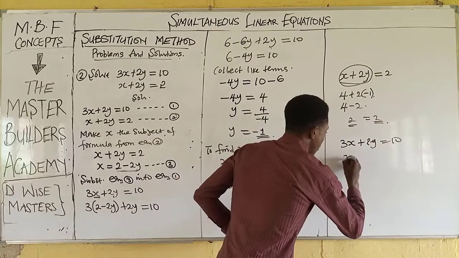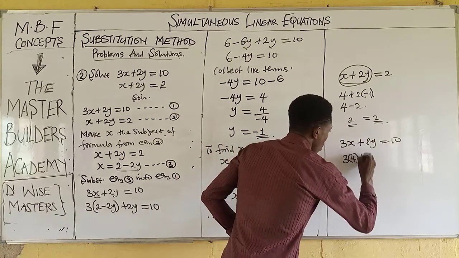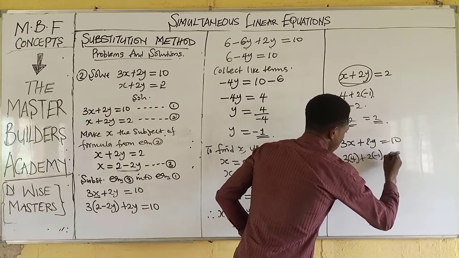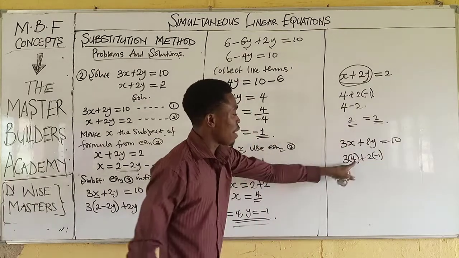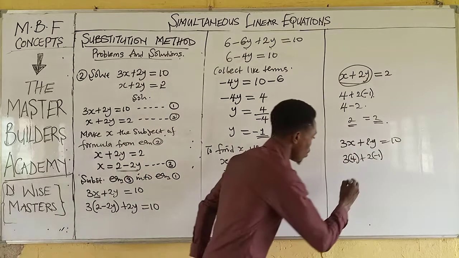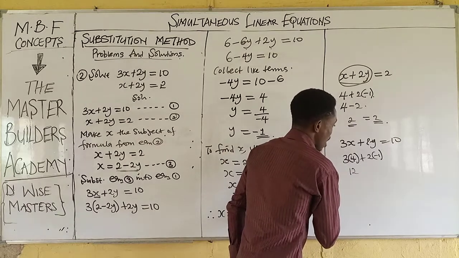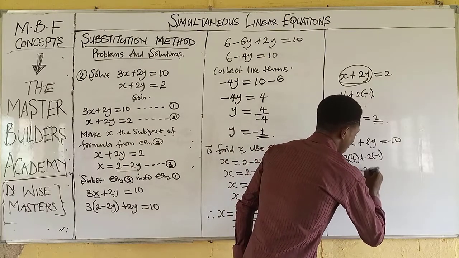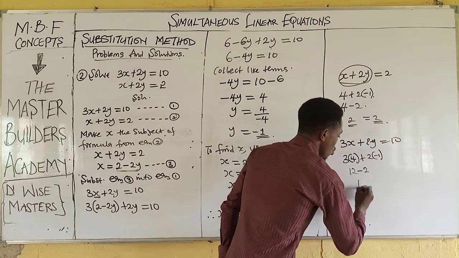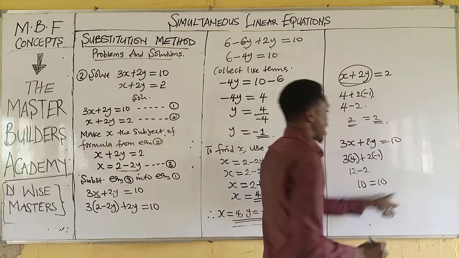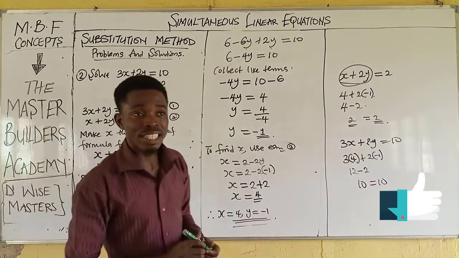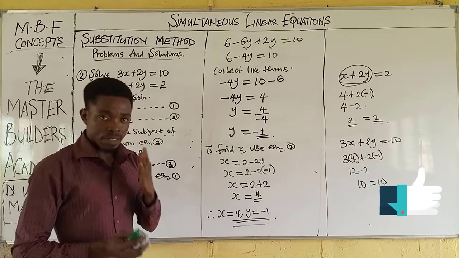Now we have this as 3 times 4 plus 2 times minus 1. Now x is 4. So 3 multiplied by 4, we have 12. And 2 multiplied by minus 1, we have minus 2. Now 12 minus 2 will give us 10, which is equal to 10 at the right hand side. That is to say, this answer that we obtained is very, very correct.